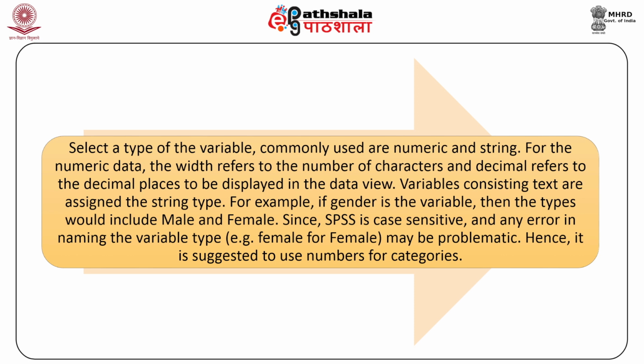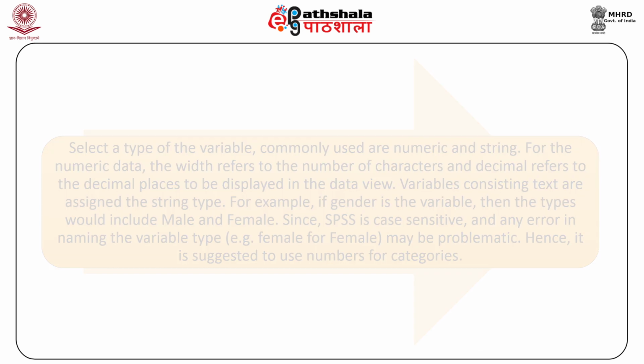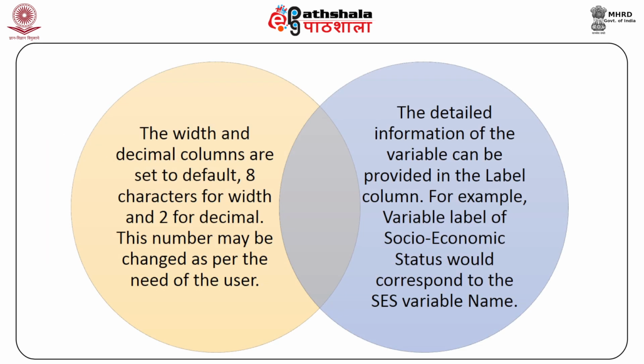Since SPSS is case sensitive, any error in naming the variable type, for example female starting with a small f or female starting with a capital F, may be problematic. Hence, it is suggested to use numbers for categories. 3. The width and decimal columns are set to default, 8 characters for width and 2 for decimal. This number may be changed as per the need of the user.